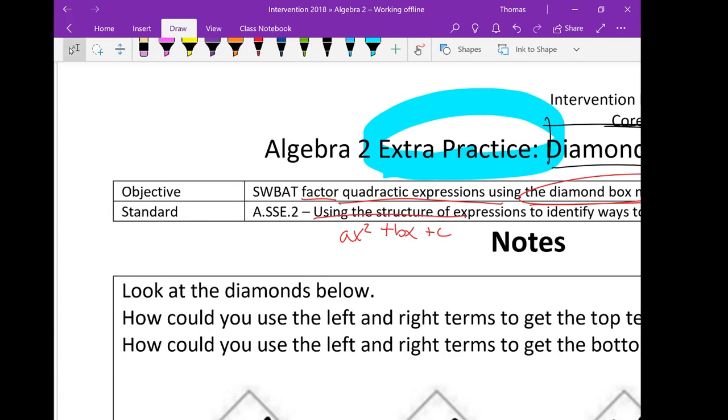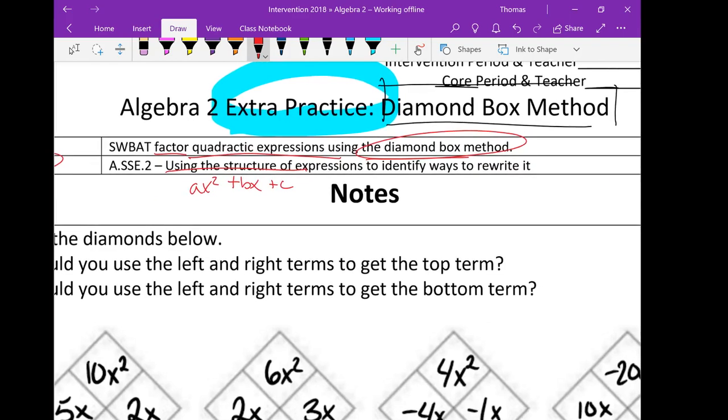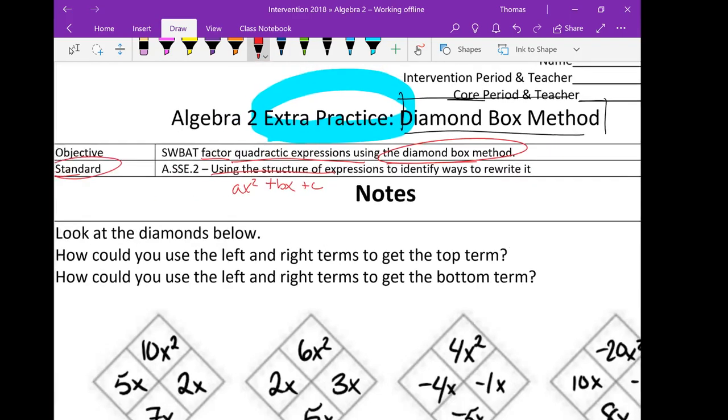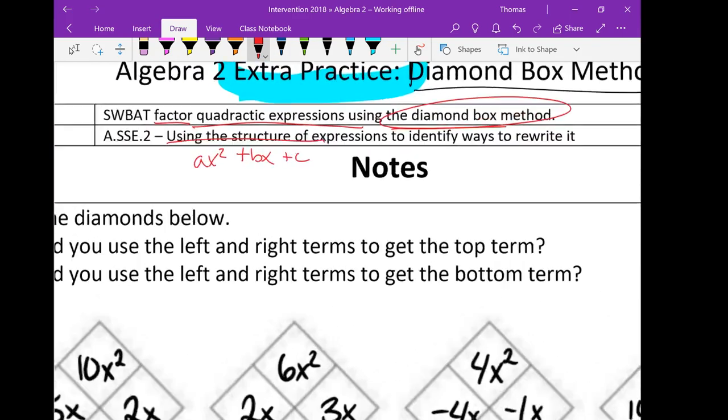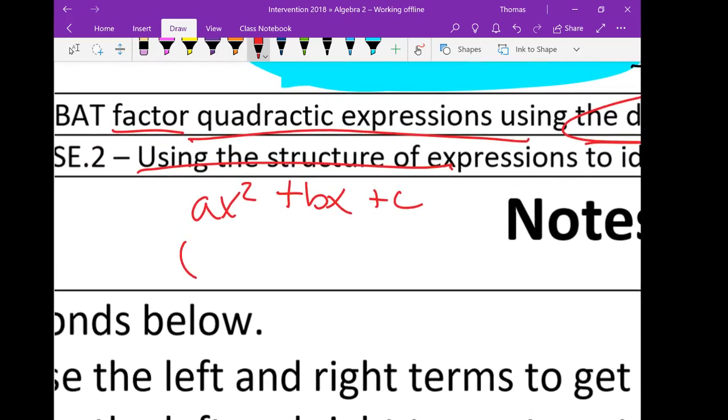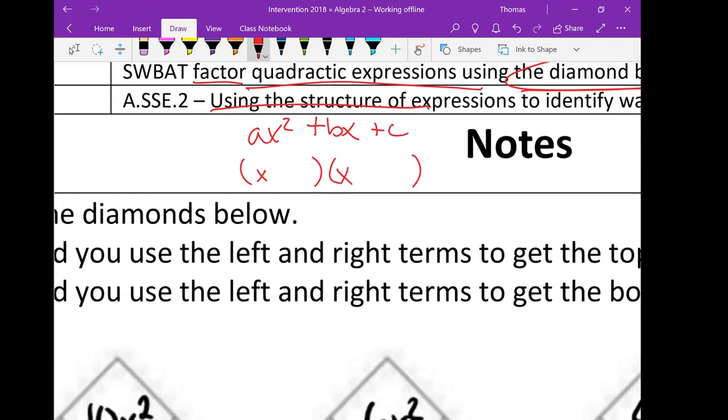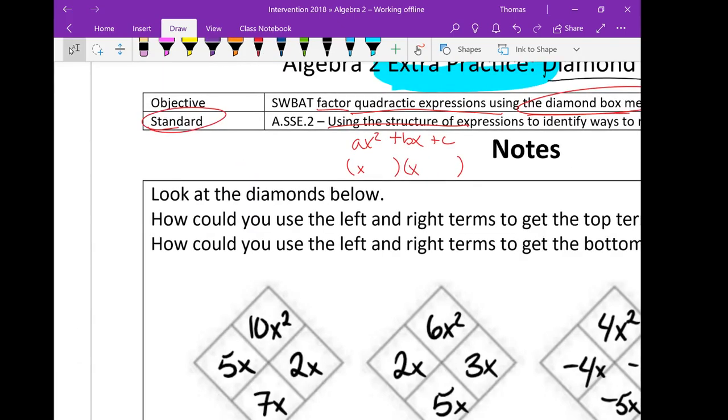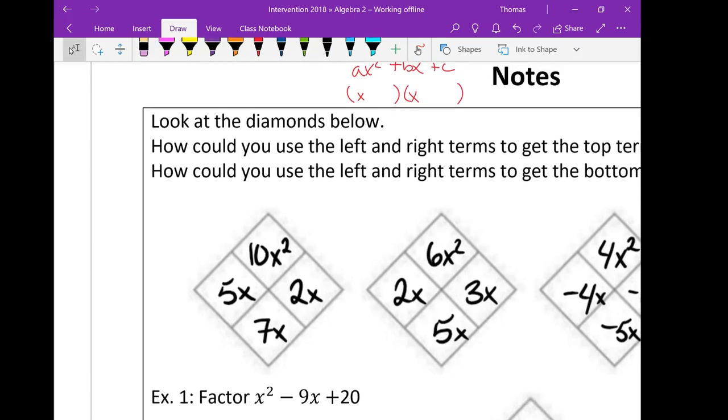We're going to use structure of expressions, which is our standard for this unit, to identify ways to rewrite it. So this quadratic here, if we're going to write it factored, it's going to be something like some x term here, another x term here. You may have seen methods where you just try to fill in these parentheses, or other methods. This method is pretty procedural, so once you have it down, you can go step by step through it to get your factorization. But it takes some setup.